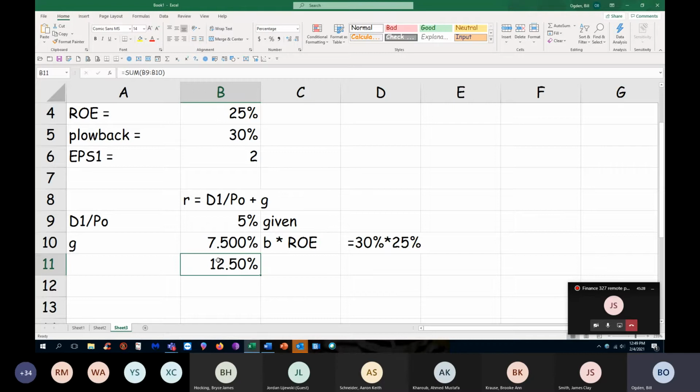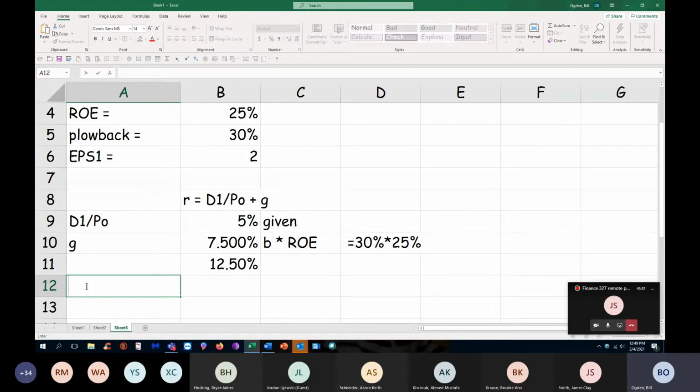Now that I have the R and I have a G, I can use the constant dividend growth model. So we'll do P0 equals D1 divided by the quantity R minus G.